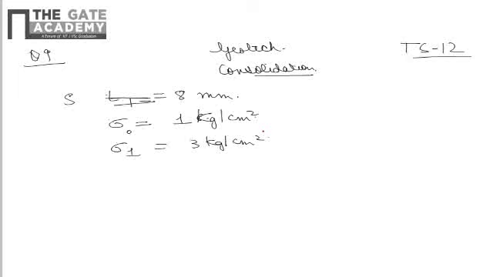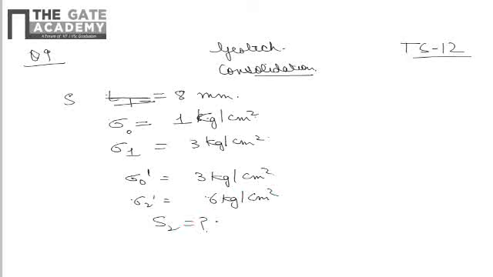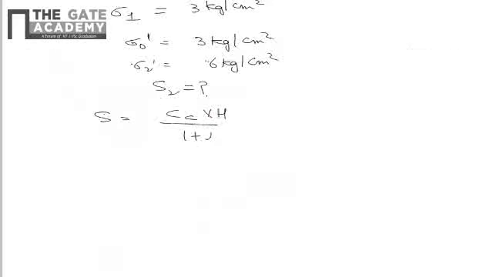Now the additional settlement for the same soil for a further increase from 3 kg per centimeter square to 6 kg per centimeter square, what will be the settlement S2? Now if we talk about long term settlement because of consolidation, settlement is given by Cc into height of the sample into 1 plus e naught into log to the base 10 of (sigma plus delta sigma) upon sigma.